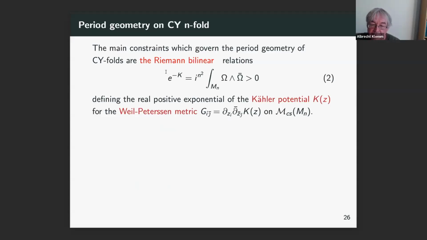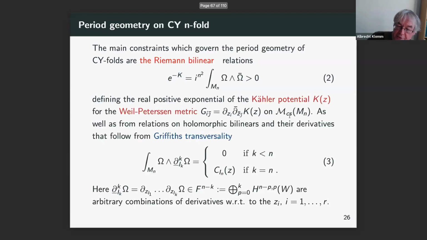So then what are, so to say, the main constraints that govern the period geometry of Calabi-Yau? First is this Riemann bilinear identity relation that says that this quantity is always positive. And in fact, it also has a good meaning. K is the Kähler potential. So this is a real quantity if you put the right powers of i here. And this is the Kähler potential for the metric on the moduli space.